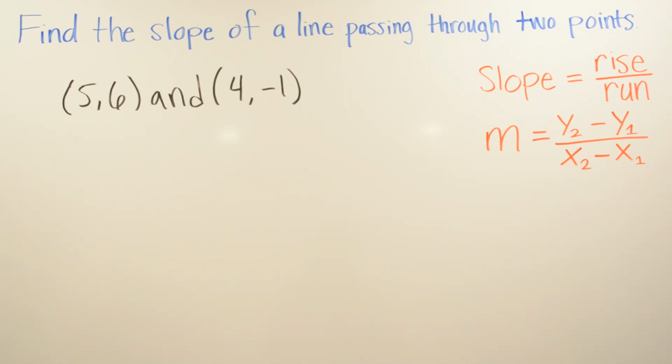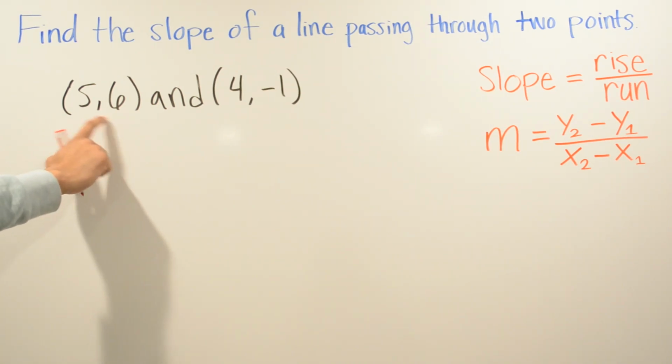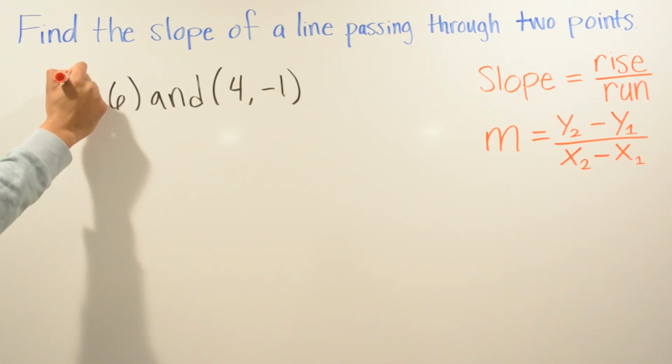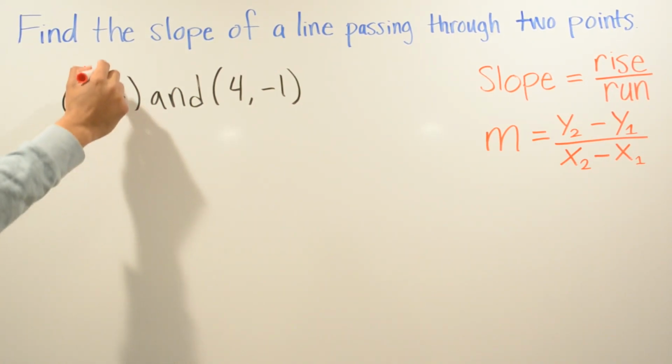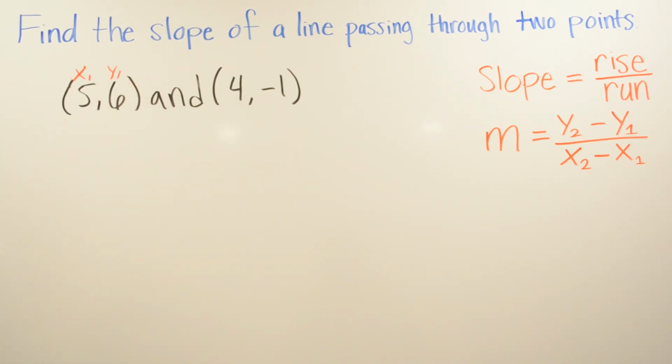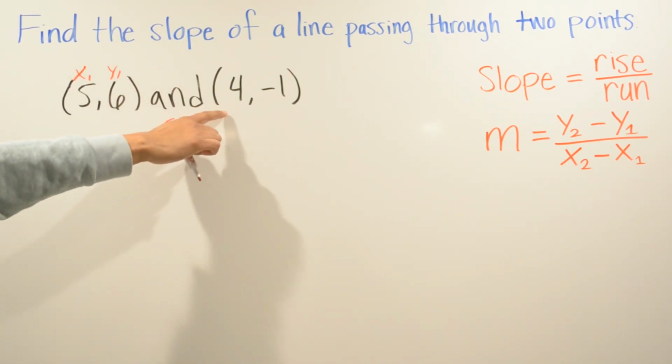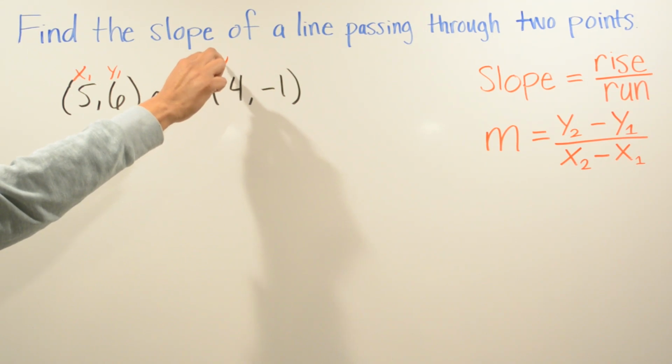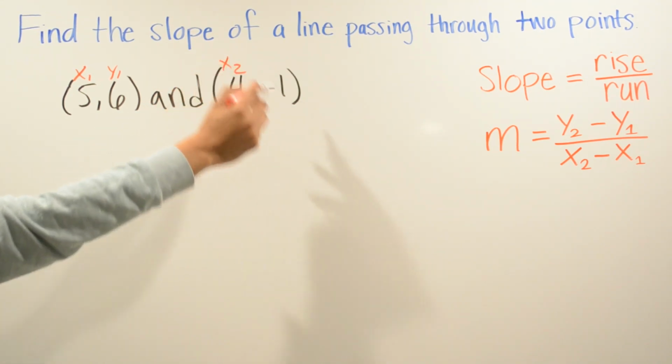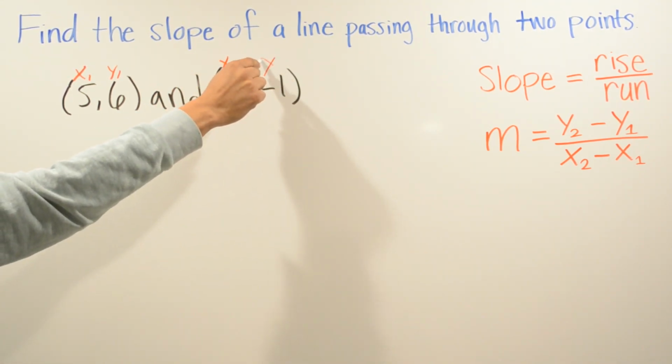The formula for slope is m equals y2 minus y1 divided by x2 minus x1. Before solving the problems, so you won't get confused, go ahead and on top start from this point and write x1 and then y1. Then we go to the second point and write x2 and then y2.